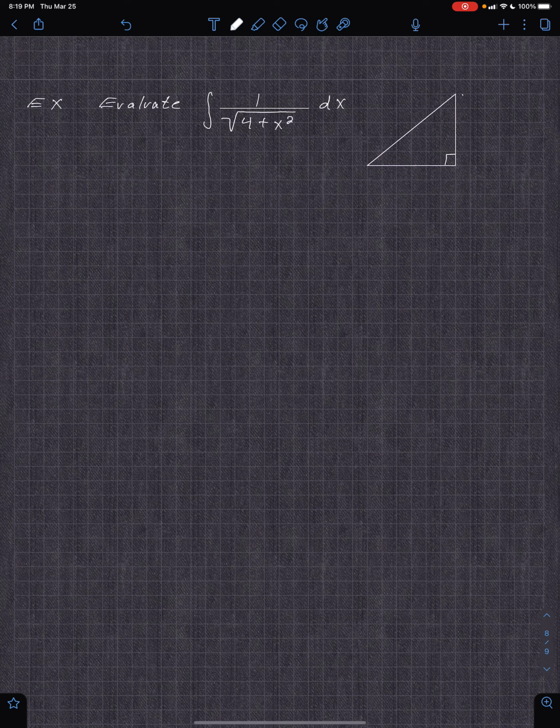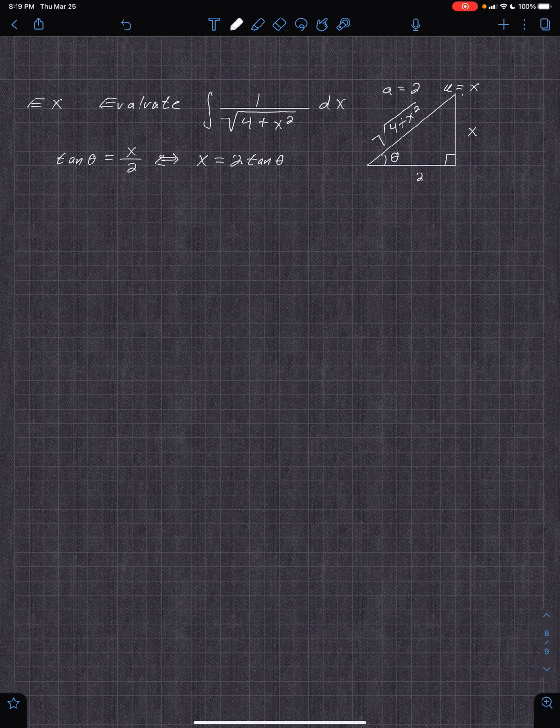Okay, so here's my right triangle. This is my theta. And so this hypotenuse has to be the square root of 4 plus x squared. That's my u, and then this is 2, because a is equal to 2, and my u is just x. So then what I end up with is that tangent theta is equal to x over 2, if and only if x is equal to 2 tangent theta.